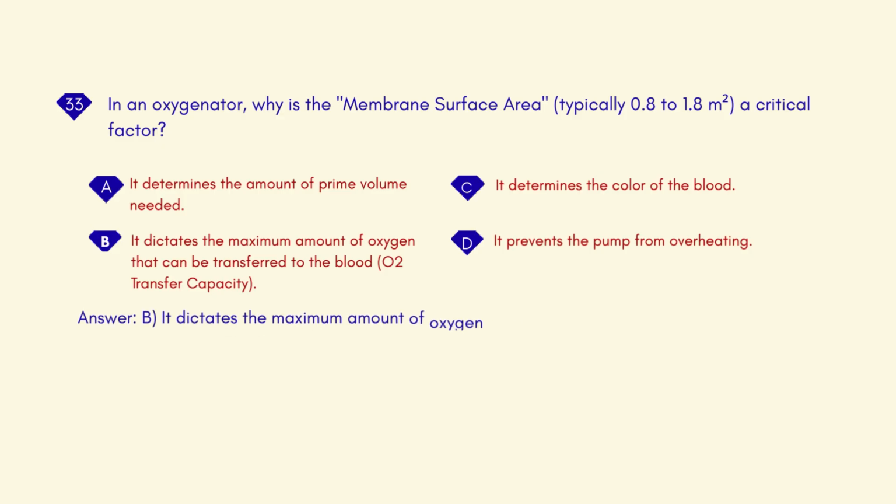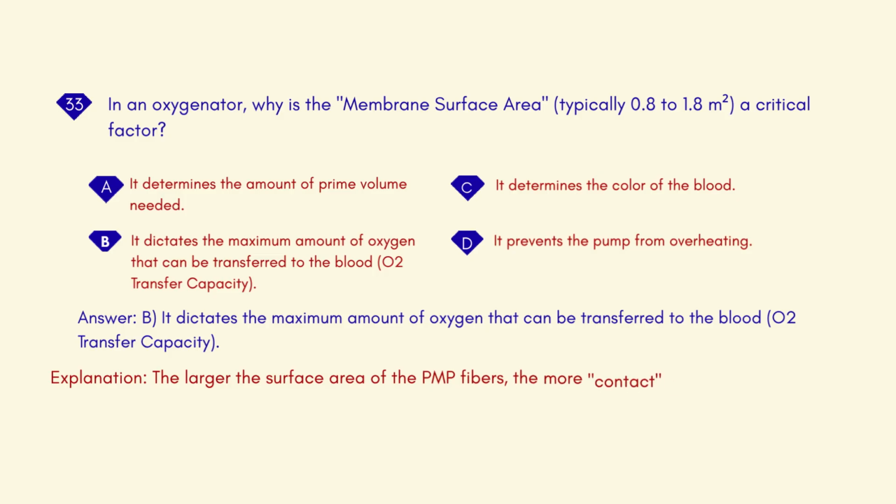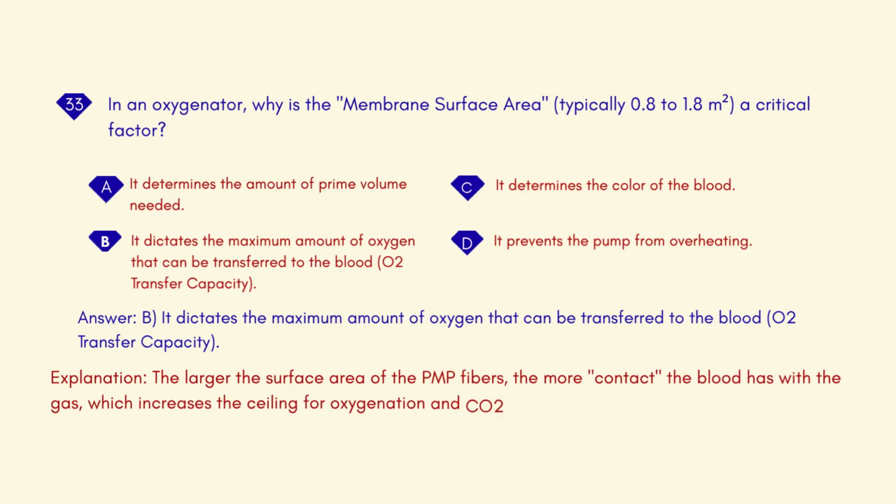Answer: B. It dictates the maximum amount of oxygen that can be transferred to the blood, O2 transfer capacity. Explanation: the larger the surface area of the PMP fibers, the more contact the blood has with the gas, which increases the ceiling for oxygenation and CO2 removal.